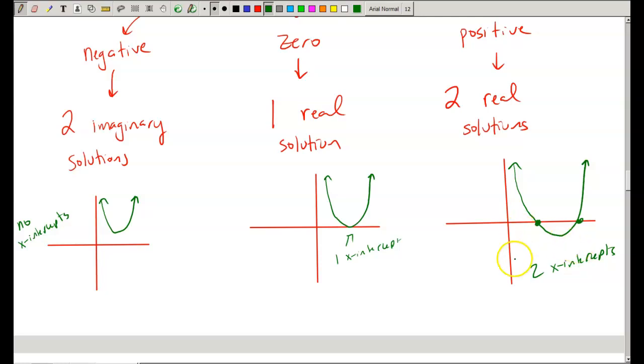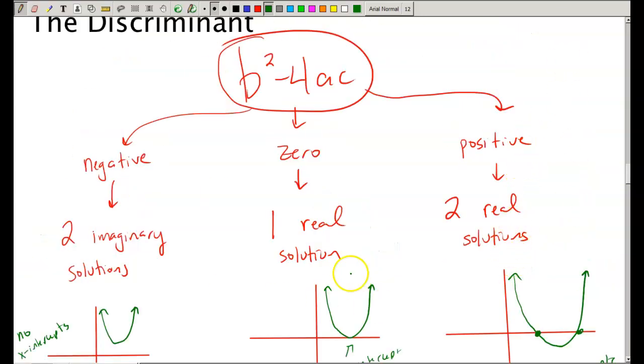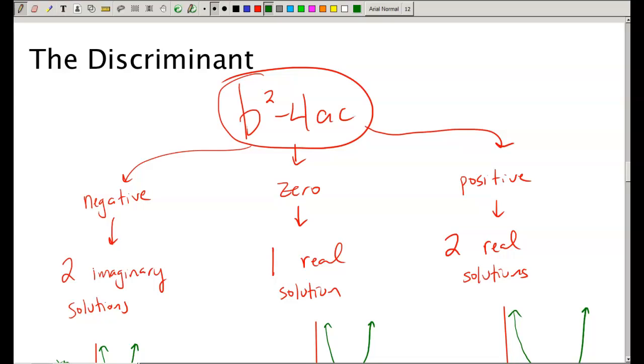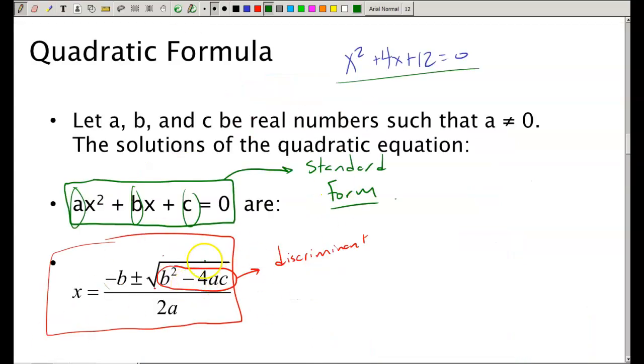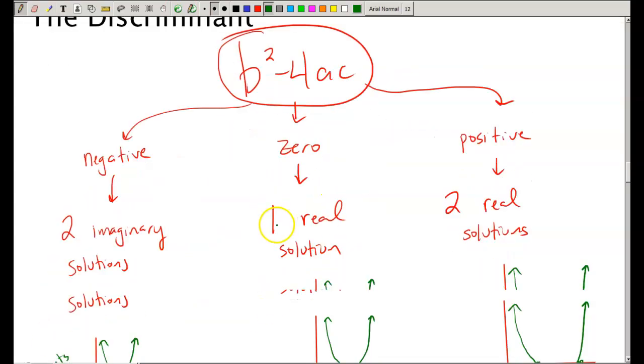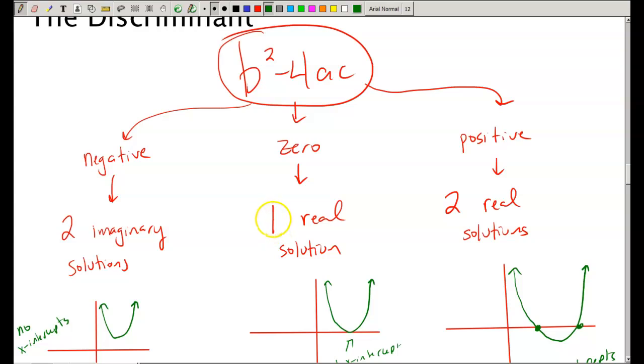So again, the discriminant is part of the quadratic formula, and the discriminant sort of predicts or gives us information about the solutions or even the graph of this quadratic without actually going all the way to the end of the problem. And you should make note of these things, and we'll refer back to them. Okay, so let's try an example.